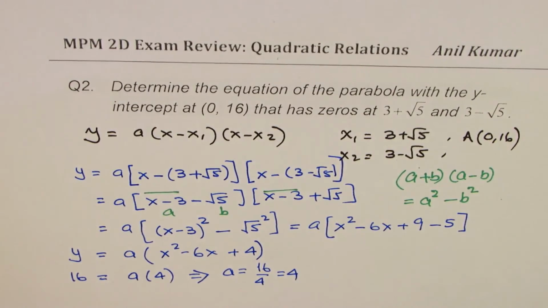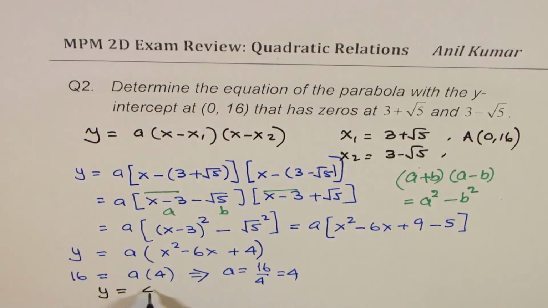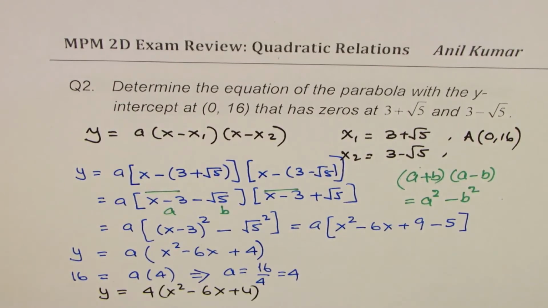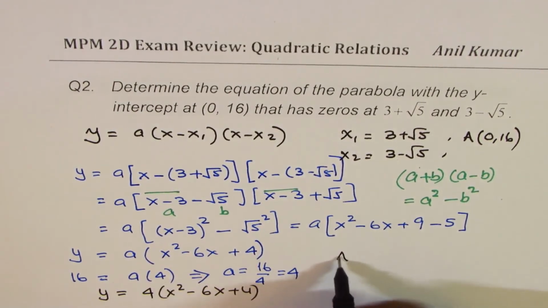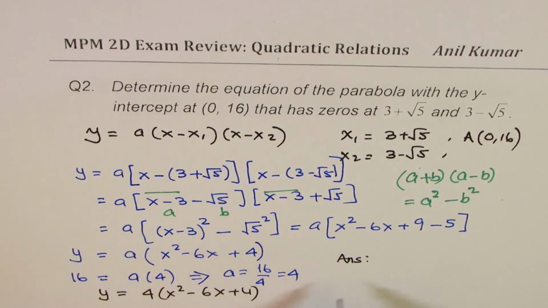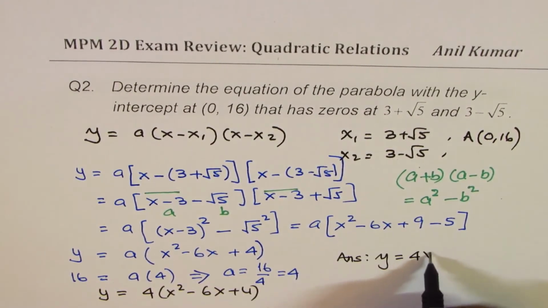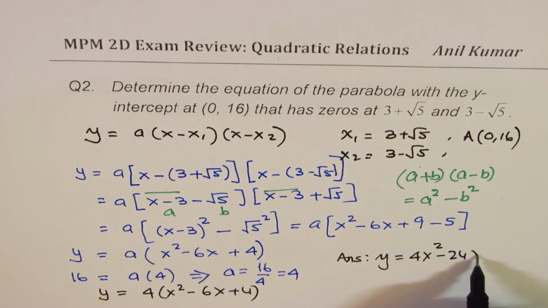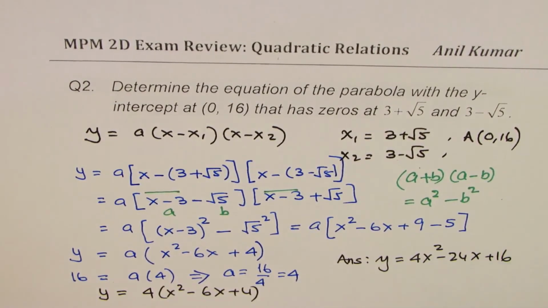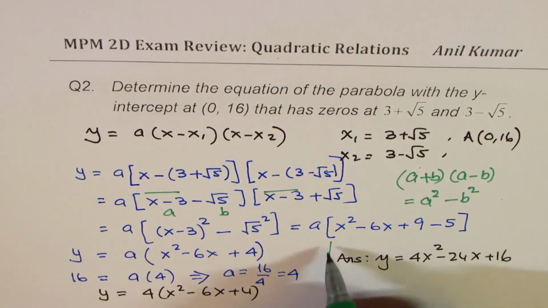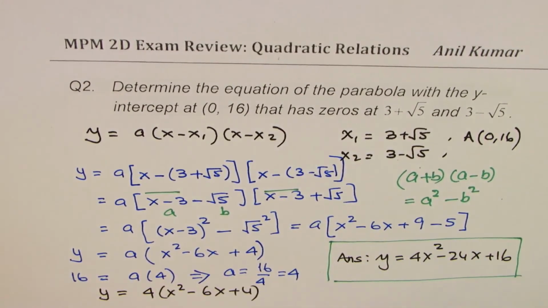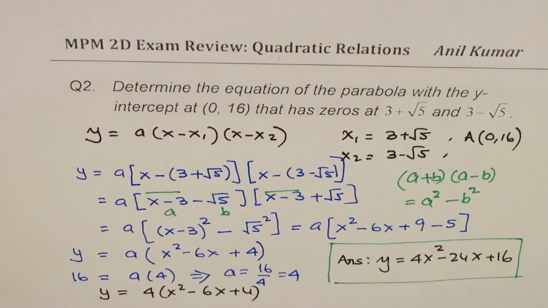So once you get the value of a, you can actually write down your equation, right? So the equation basically becomes y equals 4 times x square minus 6x plus 4, correct? So that becomes your equation. So our answer here is, for the given situation, y is equal to 4x square minus 24x plus 16. Correct? So that is how you could actually provide an equation to model the given situation.